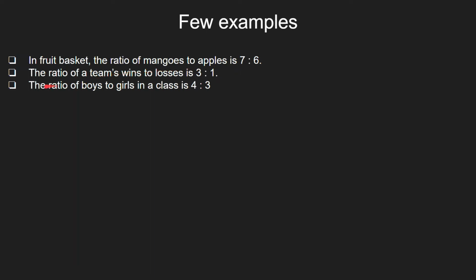The next is the ratio of boys to girls in a class is 4:3. So it means that the class has some number of students, out of which some number are boys and some number are girls. We do not know the number of students in the class, but we know that the students can be divided into groups with each having 7 students, and out of those 7 students, 4 will be boys and 3 will be girls.